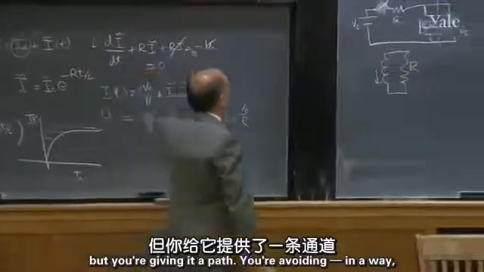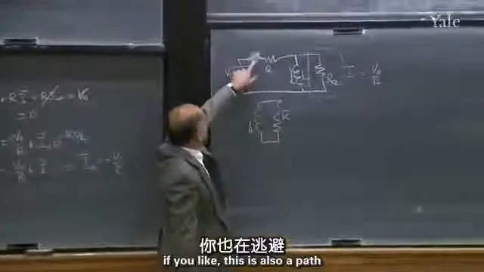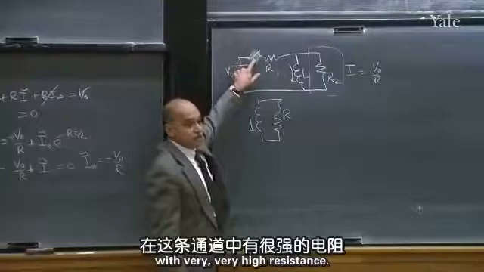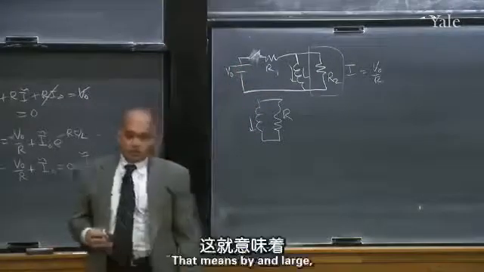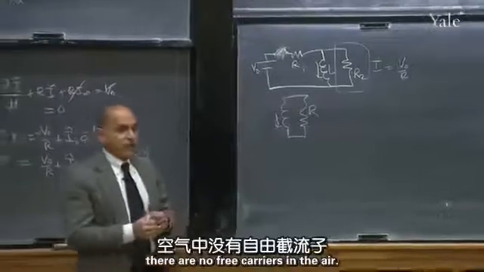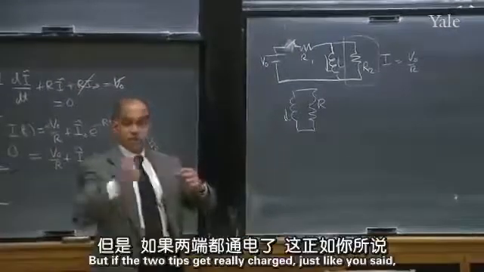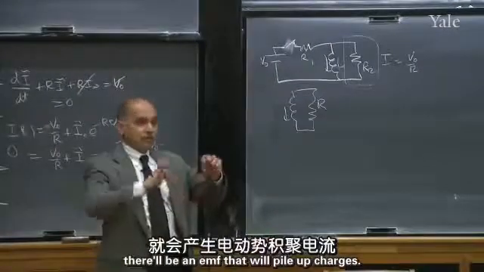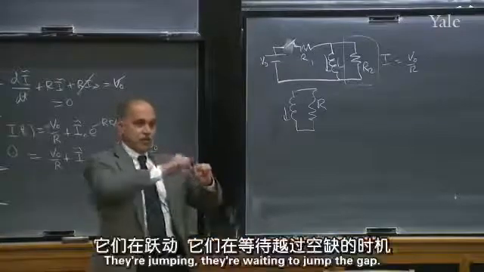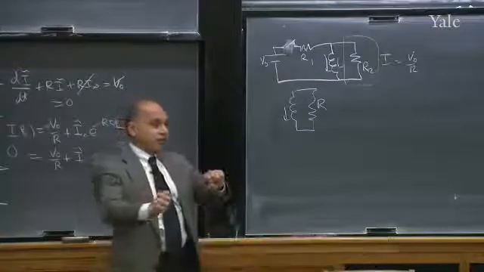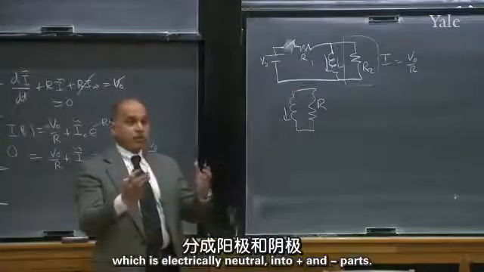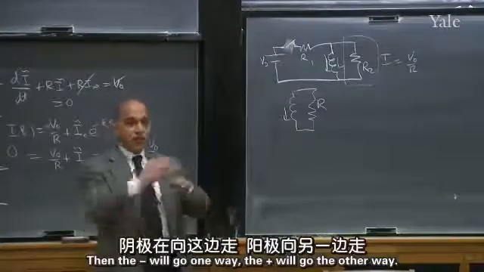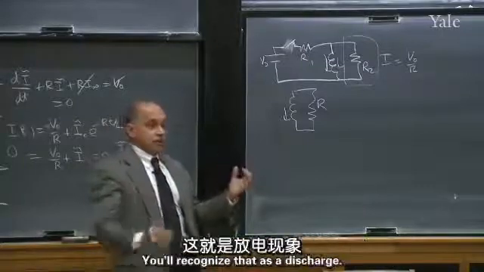You're avoiding, in a way, if you like, this is also a path with very, very high resistance. The air is a path with very high resistance. That means, by and large, there are no free carriers in the air. But if the two tips get really charged, just like you said, there'll be an EMF that'll pile up charges, they're waiting to jump the gap, and eventually they'll polarize the air, which is electrically neutral, into plus and minus parts. Then the minus will go one way, the plus will go the other way. You'll recognize that as a discharge.